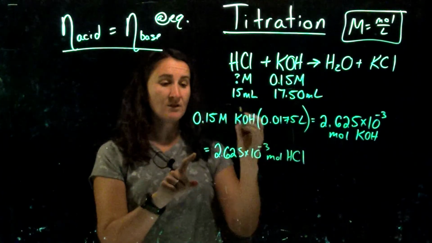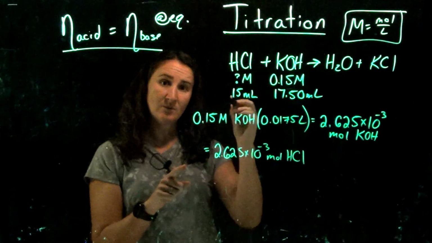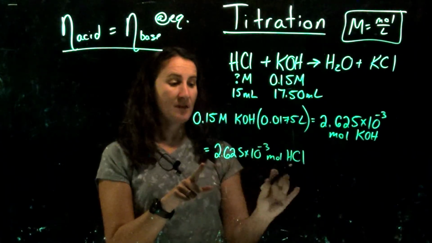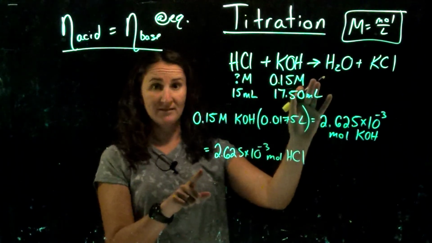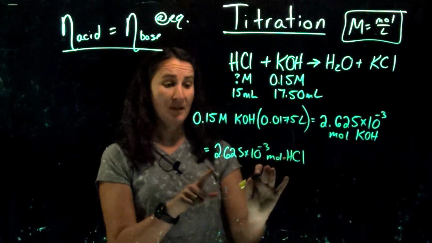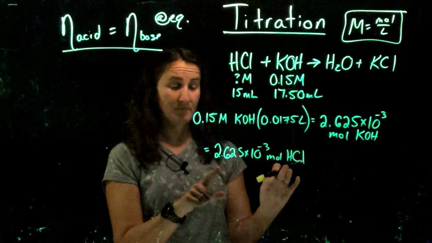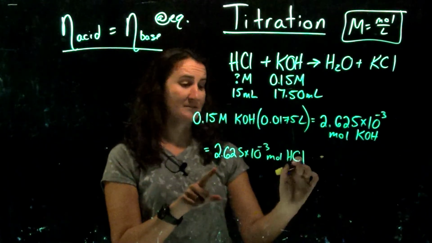If you wanted to, you could have done a conversion factor, 1 to 1. Okay? So now we've got moles of hydrochloric acid, and I will say it's 1 to 1 because of the balanced chemical equation. Okay? But at my equivalence point, it's 1 to 1. All right, so we've got moles of hydrochloric acid.